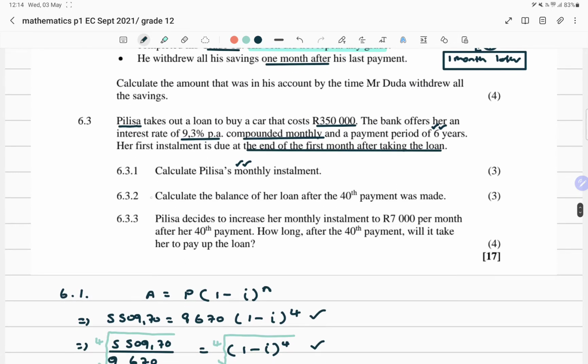The next question says, calculate the balance of her loan after the 40th payment. Okay, so this is essentially the balance outstanding, if you think about it.